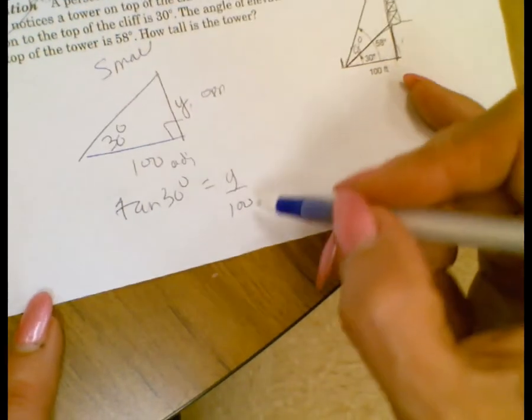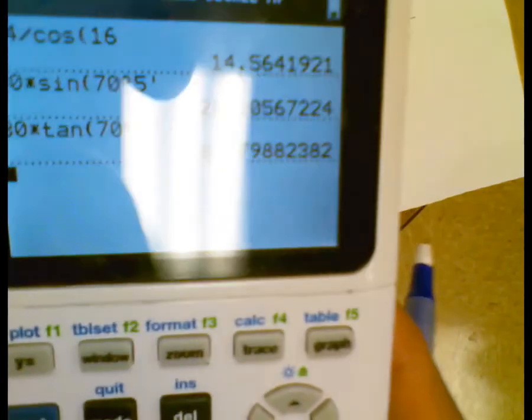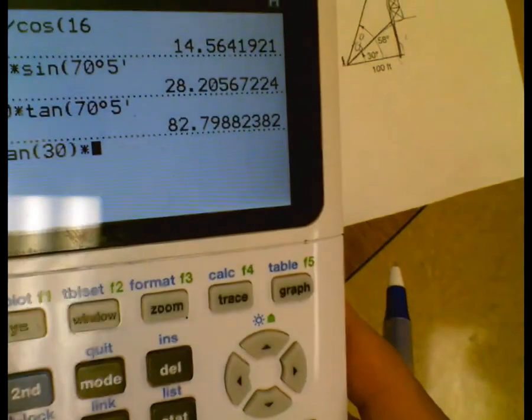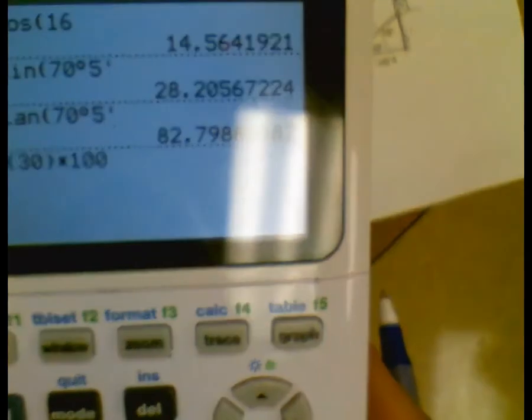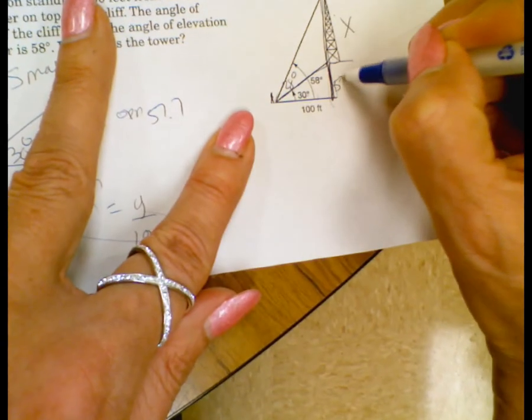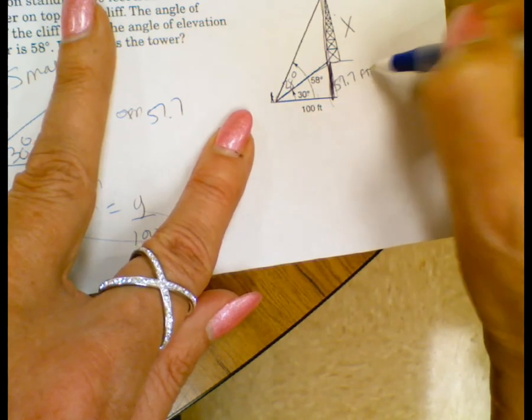So we're using tangent. Go ahead and cross multiply. 100 times tangent 30 is 57.7. So in this picture, this is 57.7. This little cliff is 57.7 feet from the ground.